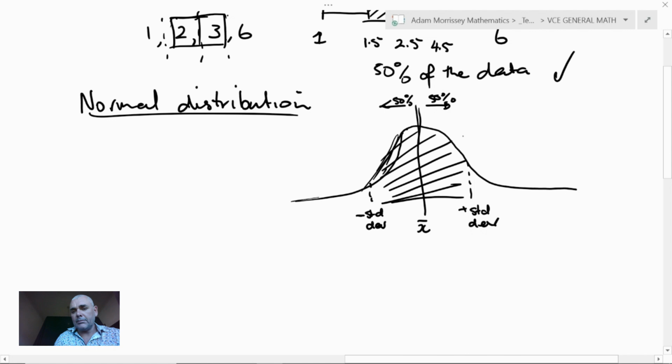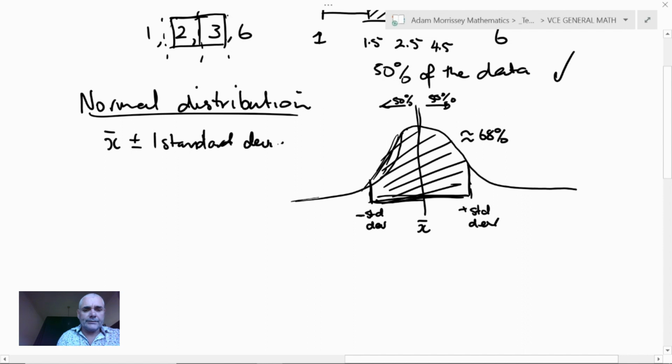we'll get approximately 68% of the data falling either side of the mean here. So that's what we need to calculate, and often we do that. We calculate the mean plus or minus 1 standard deviation.